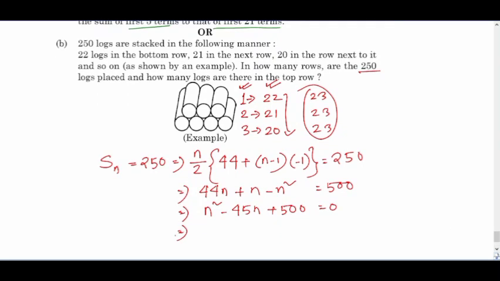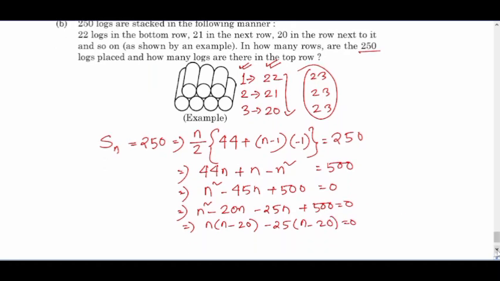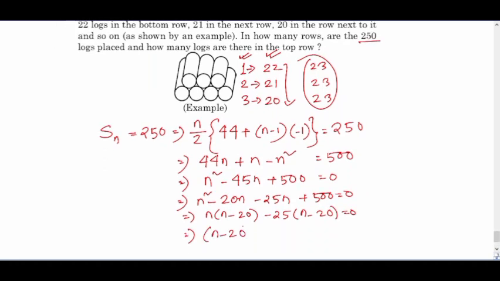Now factorizing, what will we get? Factors of 500 adding to 45: 20 and 25, minus 20 and minus 25. So n minus 20 into n minus 25 equal to 0. So either n will be equal to 20 or 25.